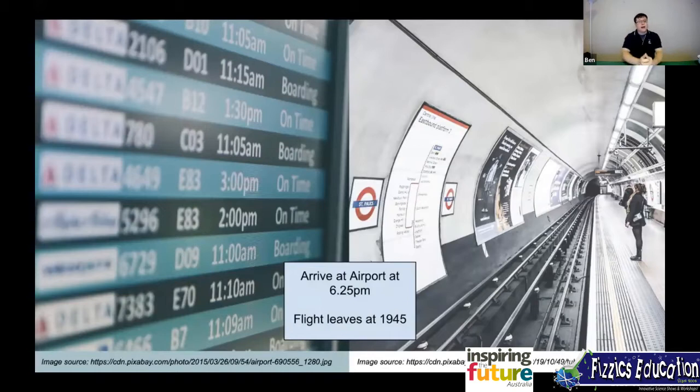So I get in my Uber and I'm going to the airport, and the Uber driver says we should get there at about 6:25 p.m. But my ticket says the flight leaves at 19:45. Oh, that's that 24-hour time. Okay. Well, let's do a quick estimation. Am I going to have time to have dinner at the airport? Let's throw that poll up too.